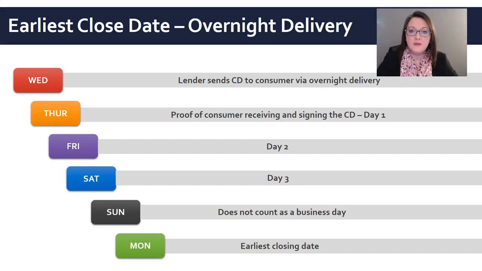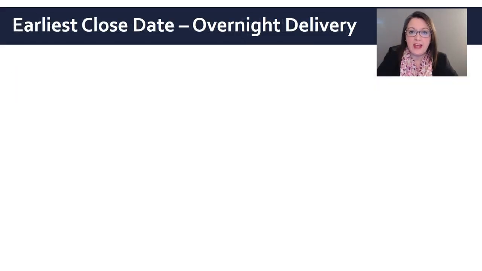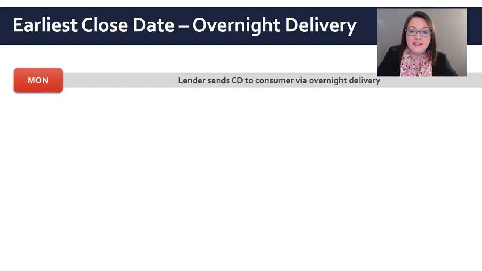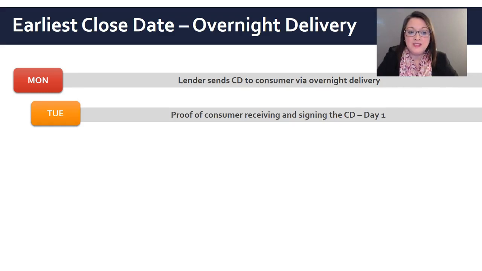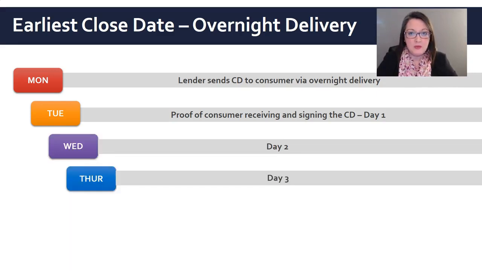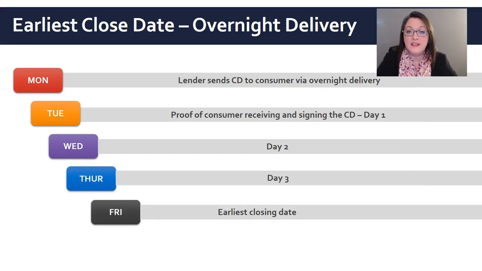So let's look at this same example, but say you really needed to schedule the closing date for that Friday. When will you have had to overnight the closing disclosure? Well, in that case, you would need to send it out on Monday for overnight delivery. It would need to be received, and you would have to have proof of receipt on Tuesday, which would be considered day 1. Wednesday would be considered day 2. Thursday would be considered day 3, and then in this scenario, your earliest closing date would be that Friday.